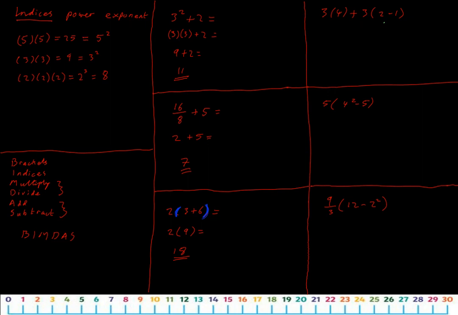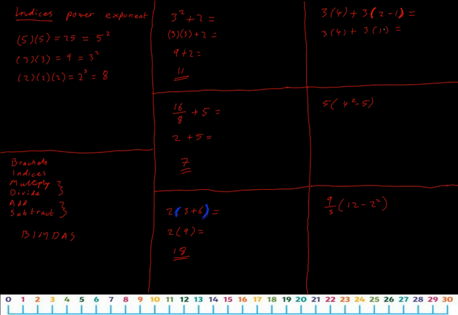Now let's look at this one. This has a huge amount going on, but we can manage it. So we're going to do our brackets first. So we get 3 multiplied by 4 plus 3. 2 minus 1 is 1.